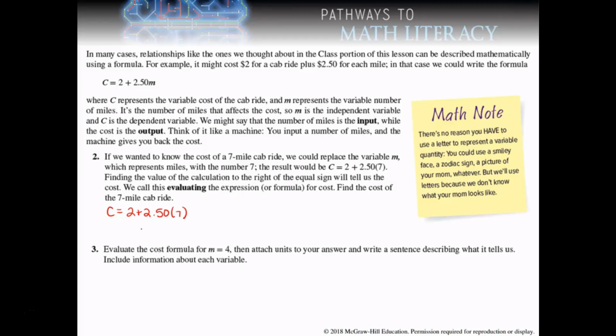$19.50. In question 3, we're going to do the same thing for m equals 4. So C equals 2 plus 2.50 times 4, and that comes out to $12. This time they do ask us to write a sentence about what that means, and when they say include information about each variable, they mean talk about what we plugged in and talk about what came out as a result. So in this case we plugged in a 4, that was a 4-mile cab ride, and what came out was $12. So a 4-mile cab ride costs $12.